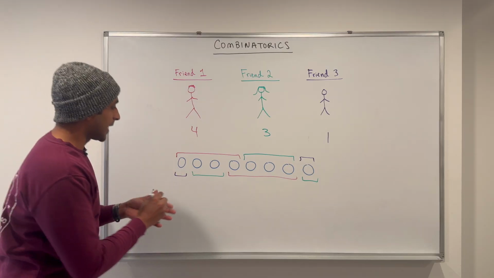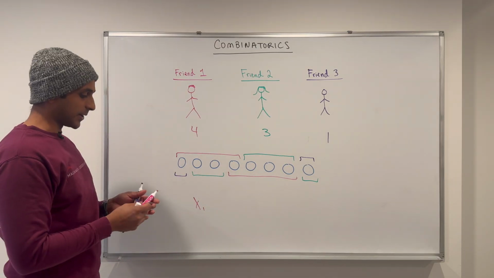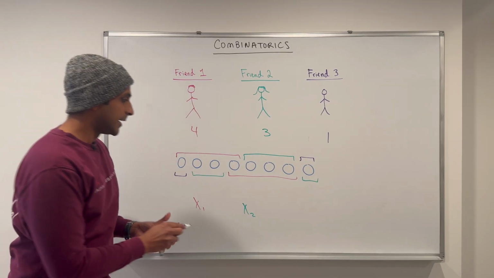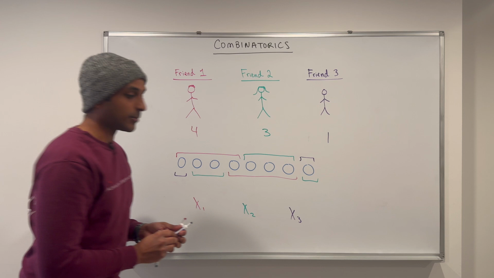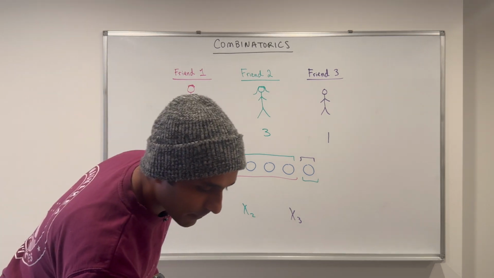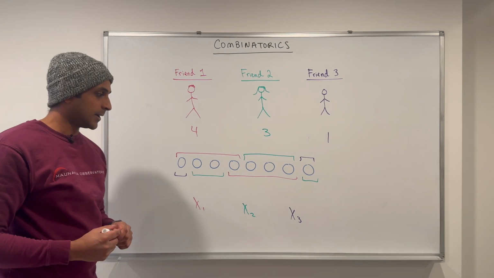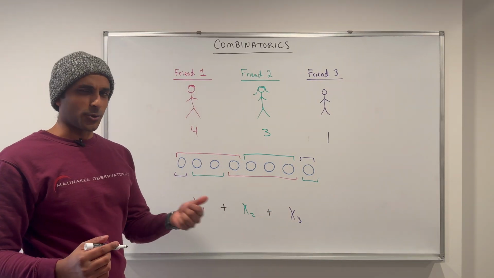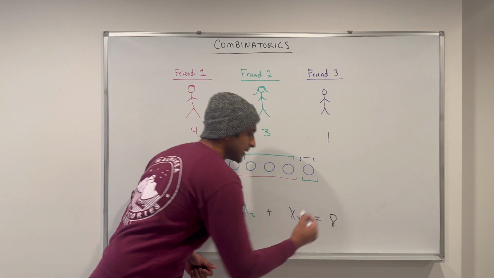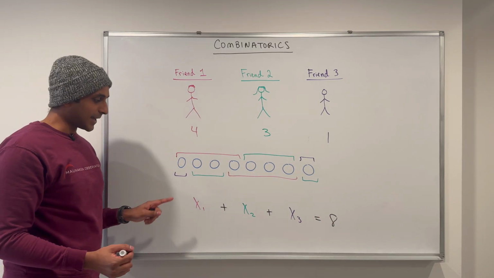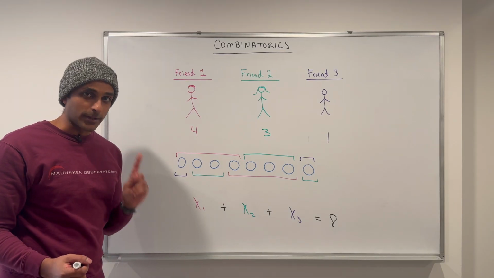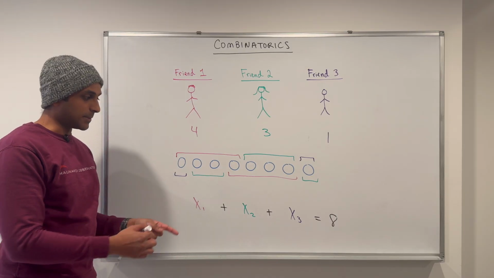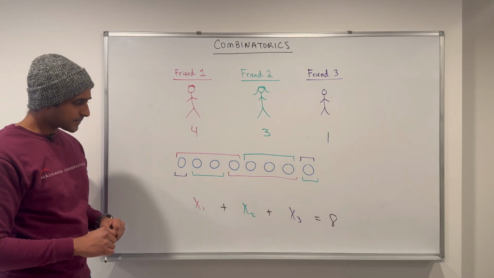So if we let x1 be the number of marbles that friend 1 gets, and x2 be the number of marbles that friend 2 gets, and x3 be the number of marbles that friend 3 gets, what do we know about x1, x2, and x3? Well, what do they sum to, for example? Well, they must sum to the total number of marbles, which should be 8. And then also notice that x1, x2, and x3, importantly, have to be non-negative integers, right? So they could be 0, for example.